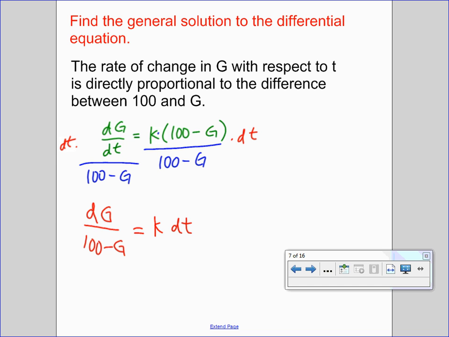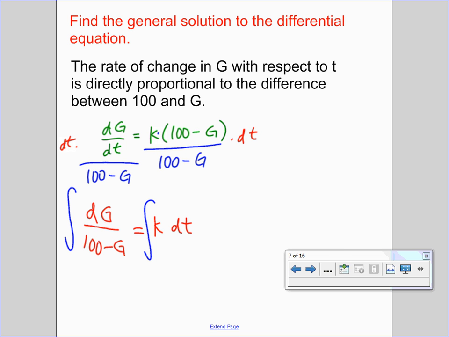It's fine that we have 100 here. It's fine that we have some constant k here. But what's important is that through multiplication or division, we've gotten the dependent variables all on one side, and we've gotten the independent variables on the other side, right? We can't have the t's and the G's mixed on the same side, and we don't. So we're good to go. What do we do next? We integrate both sides. On the left, we'll be integrating with respect to G. There's our dG. On the right, we'll be integrating with respect to t.